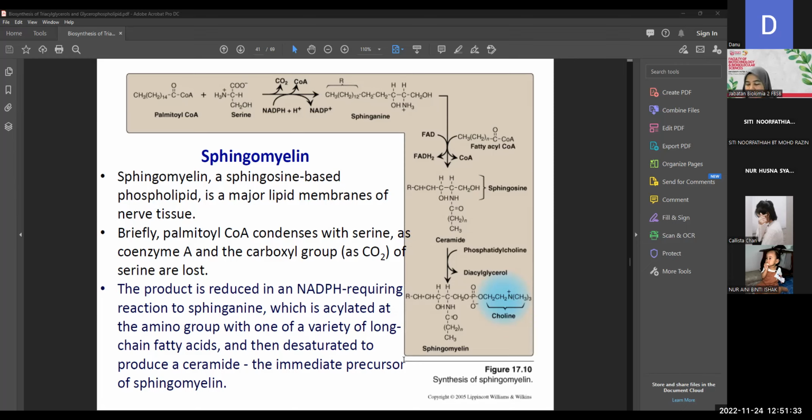So this is the pathway to synthesize sphingomyelin. Sphingomyelin is a sphingosine-based phospholipid. So let's look at the pathway. Basically it starts with palmitoyl-CoA, which undergoes condensation.